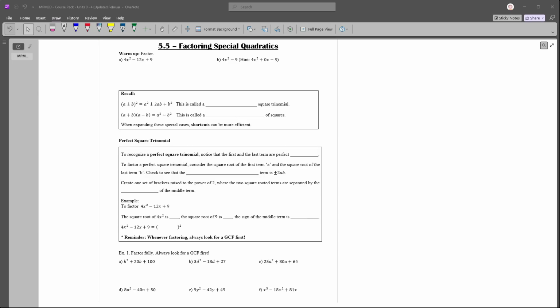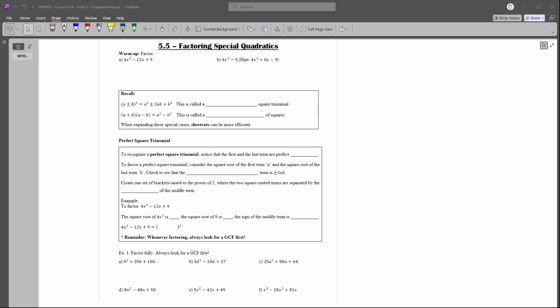Okay, so for the last lesson that we're going to cover for this unit, we're talking about factoring special quadratics. Now, of course, a quadratic is anything that has a variable to the power of 2, okay? That must be the highest order within the entire expression. So let's start off with a little bit of warm-up to jog our memory on some things that we may or may not have seen recently.